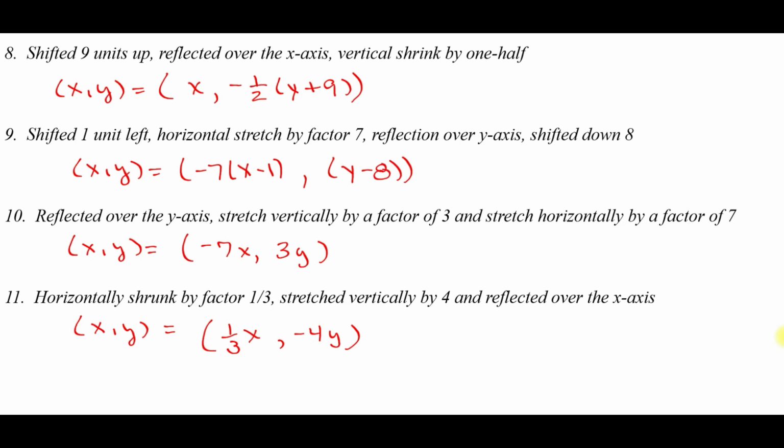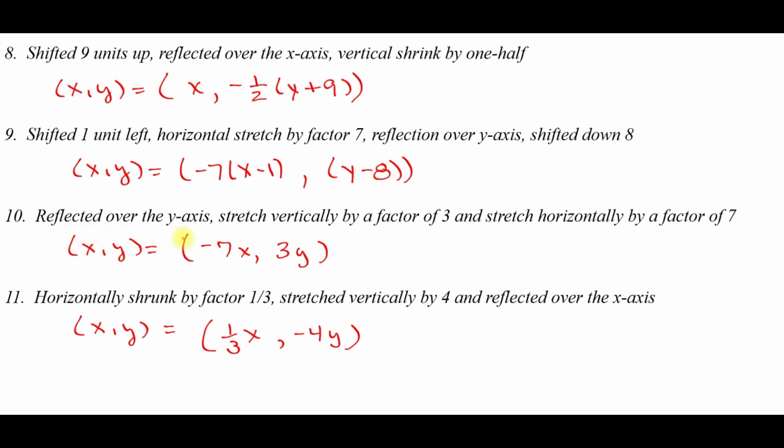In number 9, we have a shift of 1 unit to the left, horizontal stretch by factor 7, reflection over the y-axis, and then shifted down 8 units. So the shift of 1 unit left, that's going to be a horizontal change, so x minus 1, horizontal stretch by factor of 7, so we're going to put the multiplier there of the 7, and reflection over the y-axis, which is a horizontal flip. So the negative is going to go on that x coordinate term, and then we're shifted 8 units down, so y minus 8.